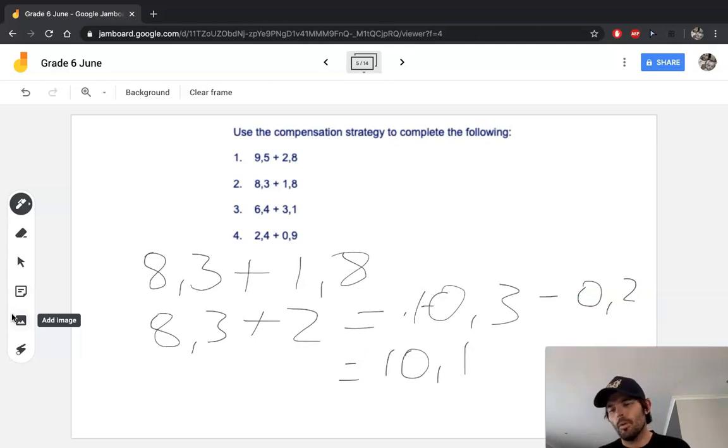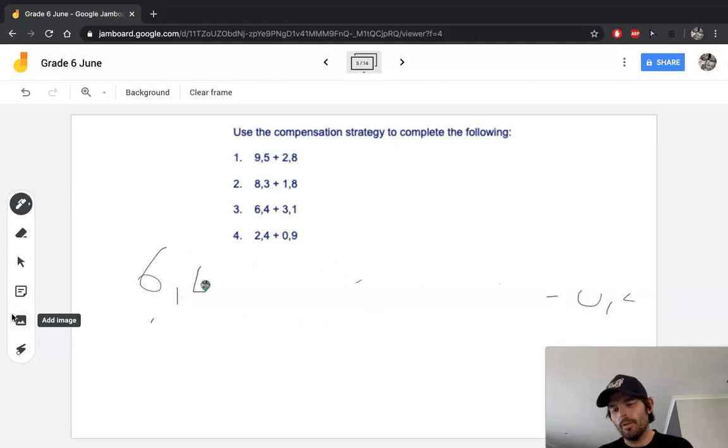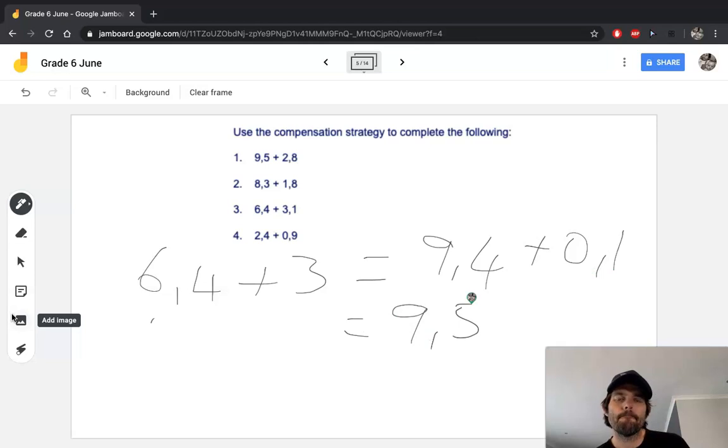Okay? Question 3 is slightly different in that we can just split the 3,1 into 3 and 0,1. So all we need to do there is treat it like a split strategy. But we've also rounded off to the nearest whole number, which is 3, and then we've added that extra 10th. Okay, so it's split strategy and compensation strategy. You can look at it in both ways.